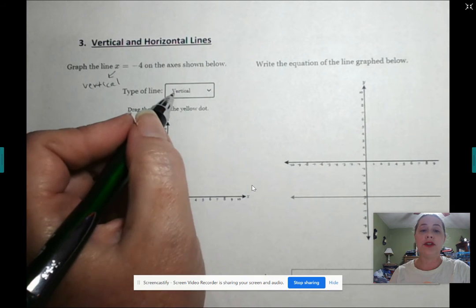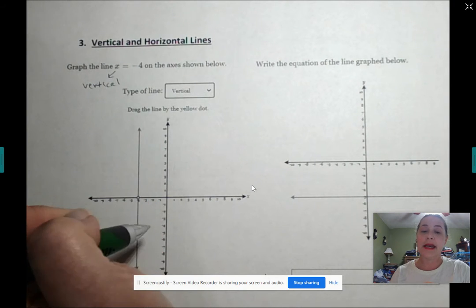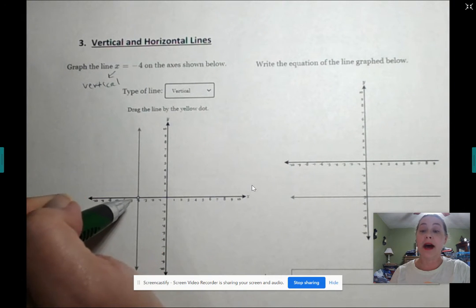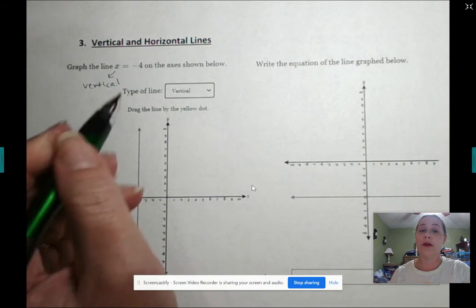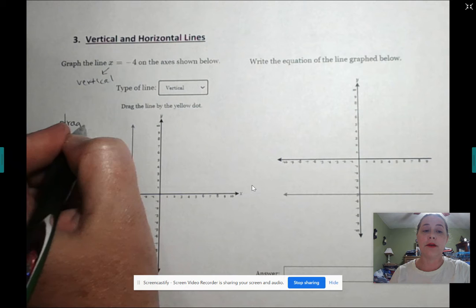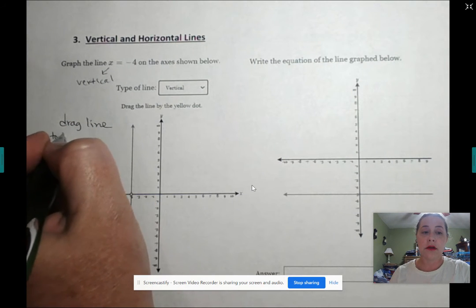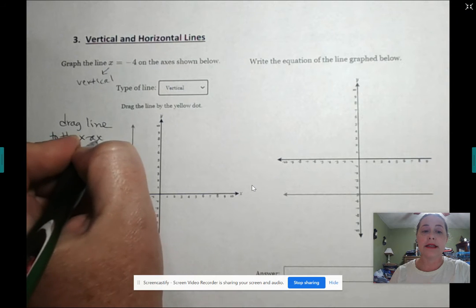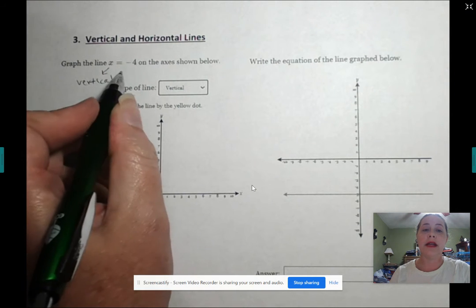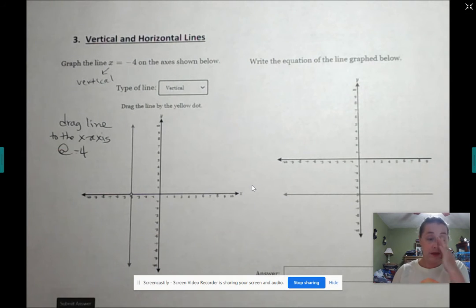It'll have a choice of vertical and horizontal. When you choose vertical, it's going to pop up with a vertical line right through the y-axis. You're just going to drag the dot that it shows over to the right location. We're trying to go to an x-axis location, to the x-axis at what value? -4. And I've already done that in this picture. I'm showing you what your answer should look like here.